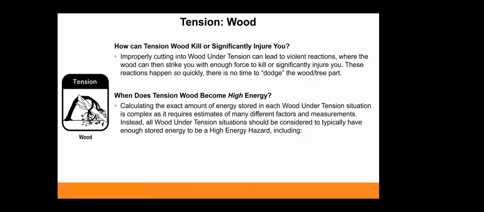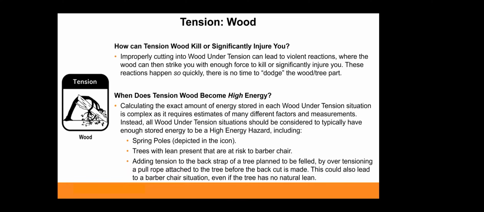Instead, all wood under tension situations should be considered to typically have enough stored energy to be a high energy hazard, including spring poles, which is depicted in the icon itself, trees with lean present that are a risk to barber chair, or situations where adding tension to the backstrap of a tree planned to be felled by overtensioning a pull rope attached to that tree before the back cut is made. This could also lead to a barber chair situation, even if the tree has no natural lean.